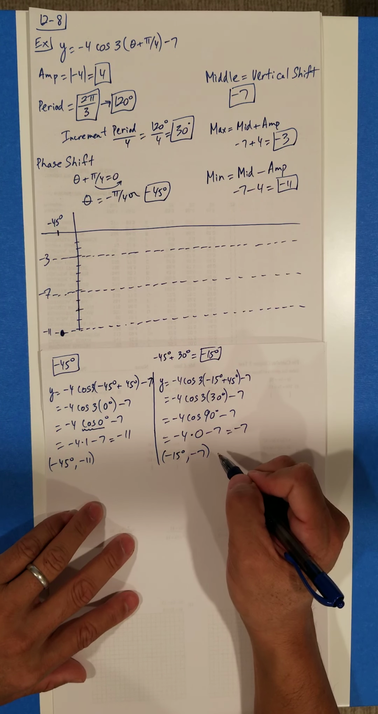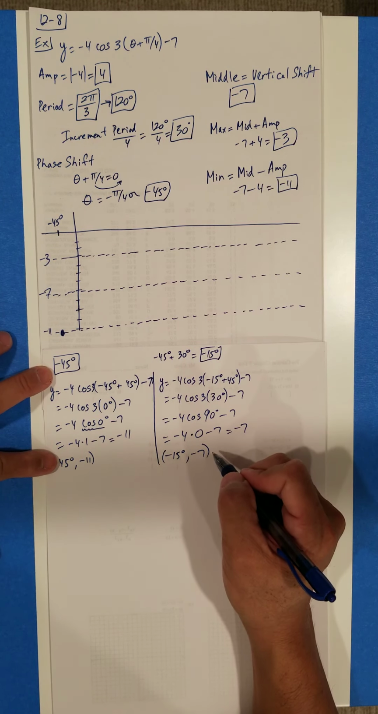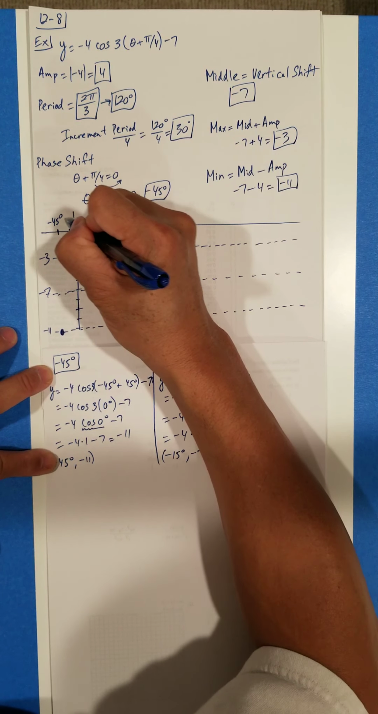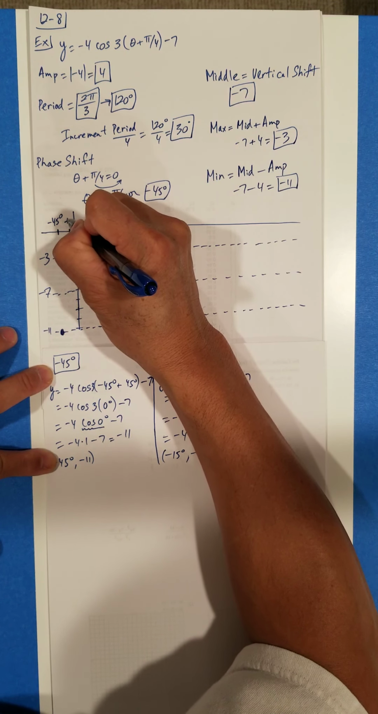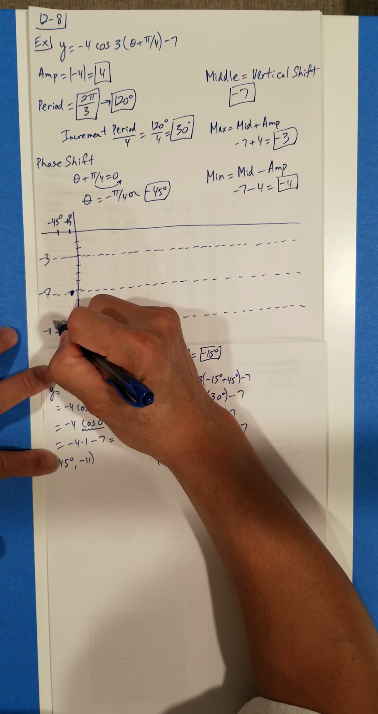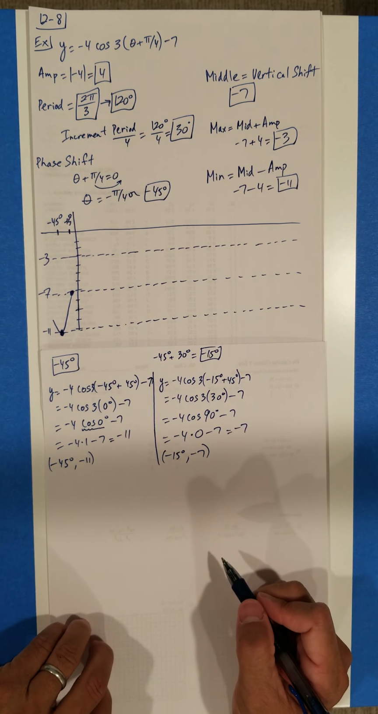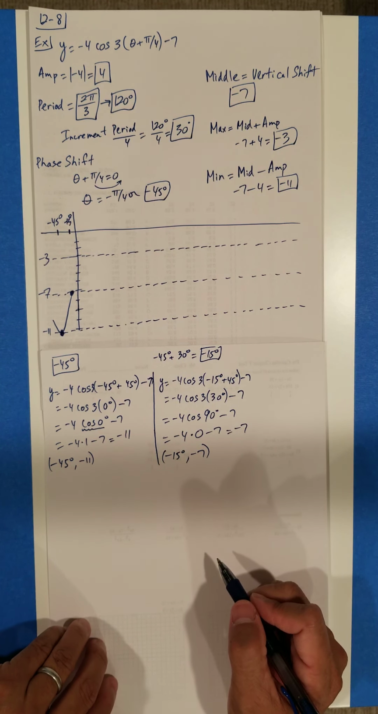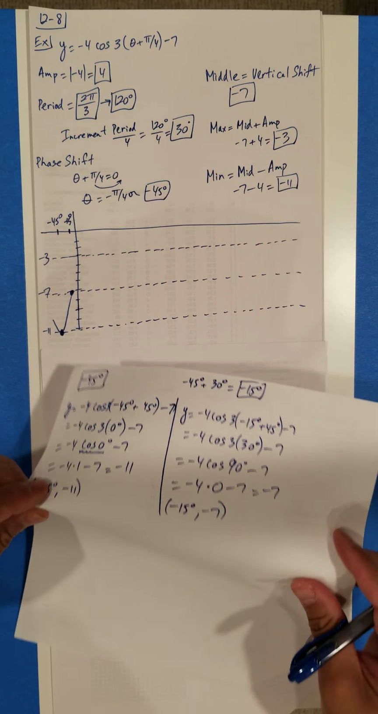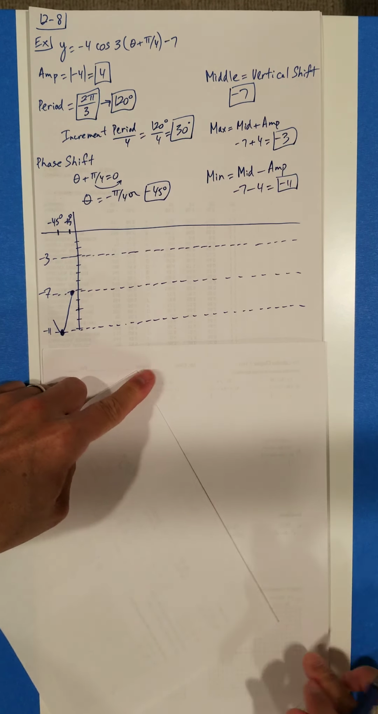Okay? So hopefully you're okay with that. That means my next point will be negative 15 degrees. So about right here, negative 15 degrees, and my height is negative 7 right there. So it's going to be like that. Okay, I have 2 points. All right, I want to have at least 5 points. So let me fold this paper and get some more points going.